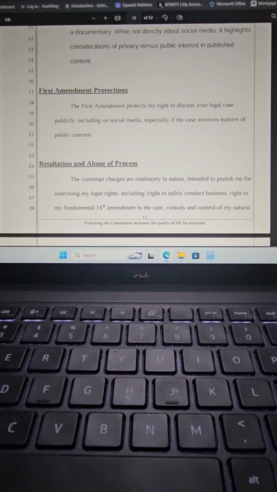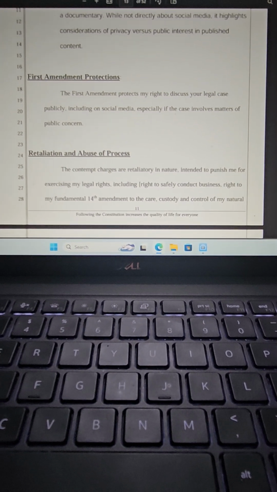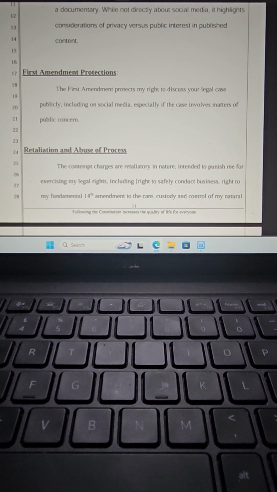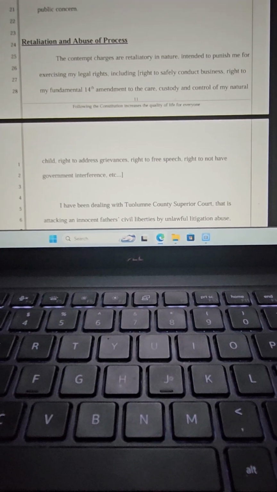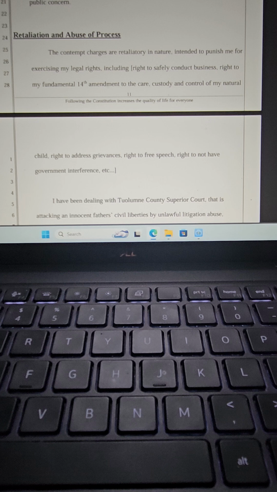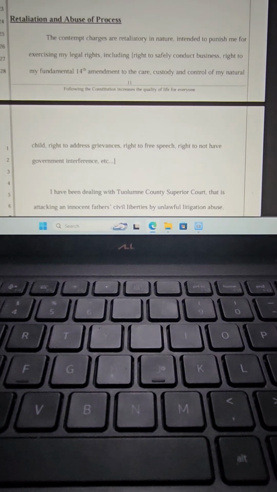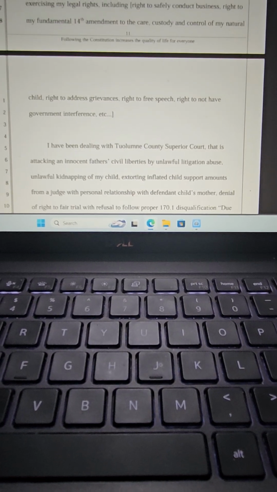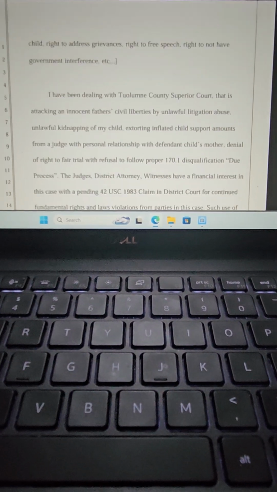First Amendment protections. The First Amendment protects my right to discuss your legal case publicly, including on social media, especially if the case involves matters of public concern. Retaliation and abuse of process. The contempt charges are retaliatory in nature, intended to punish me for exercising my legal rights, including my right to safely conduct business, my fundamental 14th Amendment right to the care, custody, and control of my natural child, right to address grievances, right to free speech, and right to not have government interference, etc.